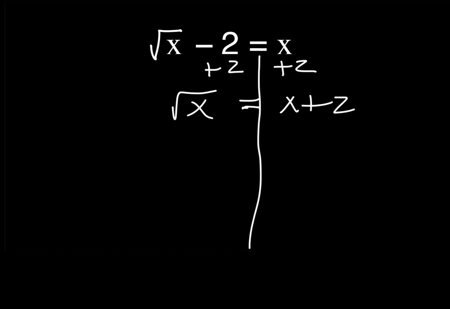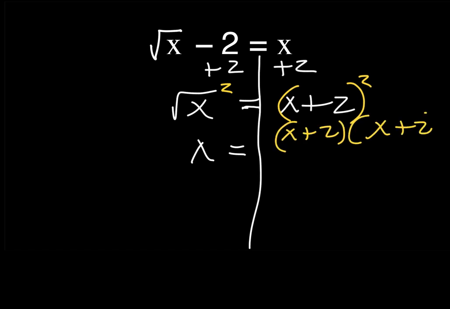Now, since my square root's all by itself, I can square that side to get x all by itself. And when I square the other side, I am squaring the whole side. Squaring means x plus 2 times x plus 2.